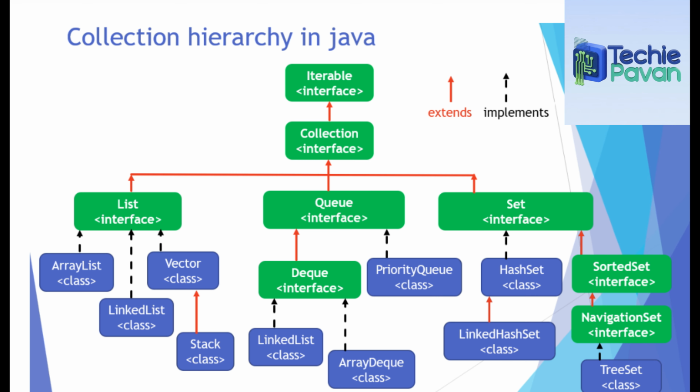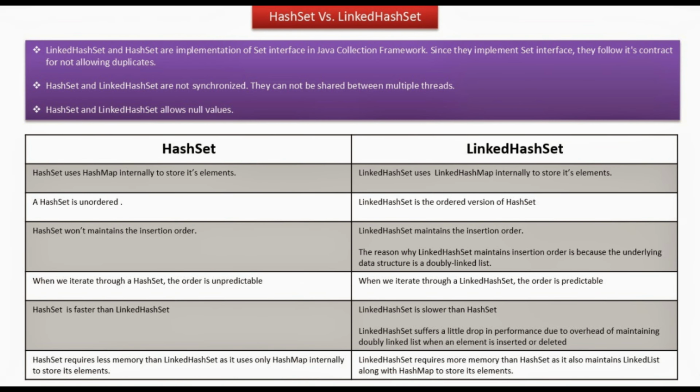The main features are: maintains insertion order. Unlike a regular HashSet, a LinkedHashSet keeps track of the order in which elements are inserted. No duplicate elements. Just like a HashSet, it does not allow duplicate elements. Fast access. Provides constant time performance for basic operations like add, remove, and contains.